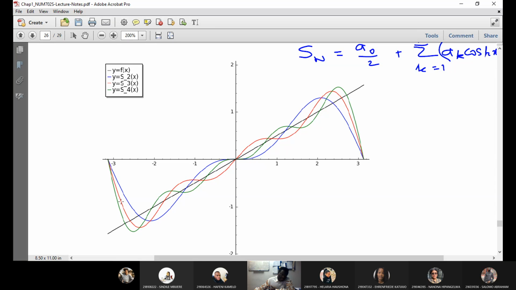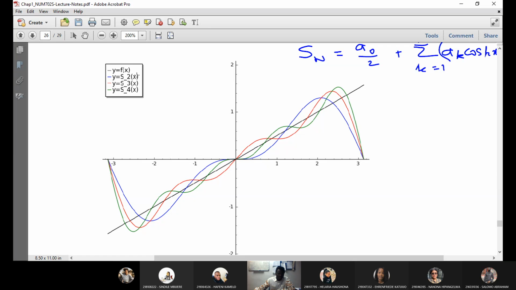Obviously, the first one, the one in black, this is the original function, x by 2. If you recall what I plotted, it's exactly this one, x by 2. This is the original function that we are trying to approximate using the series.